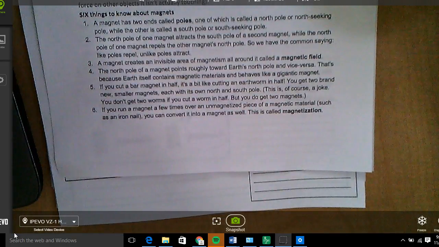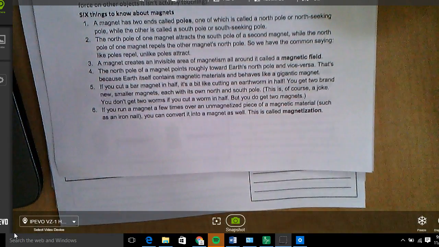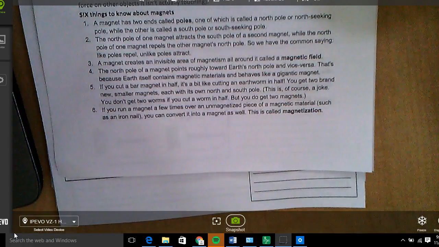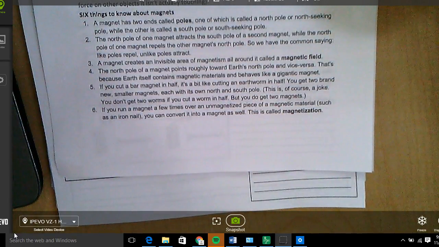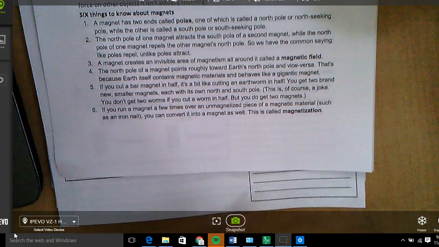But that's what happens to the magnet. If we were to saw a magnet in half, we would go from having one magnet that's north and south to now two magnets that have north and south and north and south. Number 6, Ramaya. Magnetization.